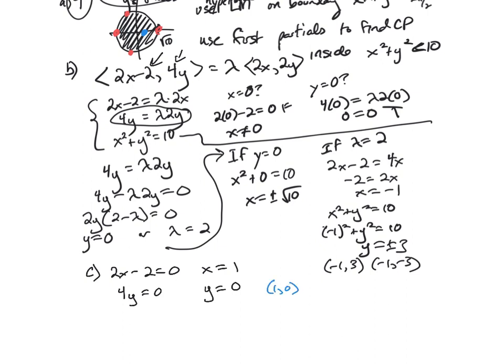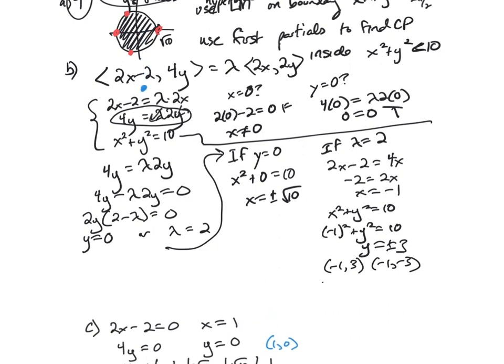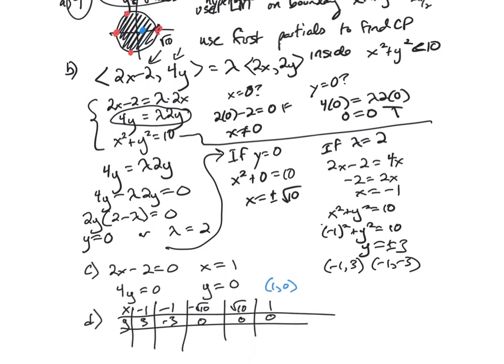So my final job here for part D is to test all of these in my original function. So I put in (-1, 3), (-1, -3), (-√10, 0), (√10, 0), and (1, 0). And I try to figure out what's the biggest output and what's the smallest output when I am looking at the original function, which I don't think I can scroll up to right now, but that original graph of the surface that I'm trying to find the extrema over.